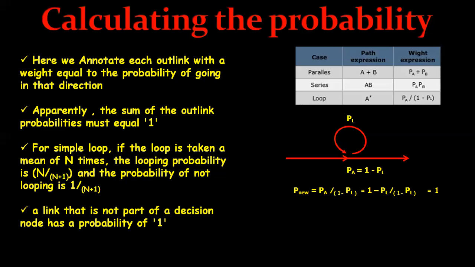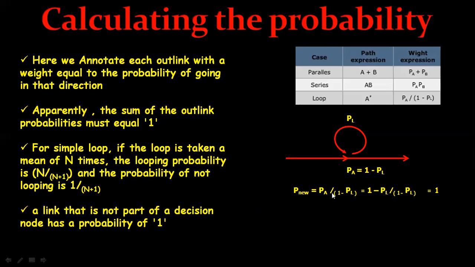That is obvious. So for a simple loop, if the loop is taken a mean of n times, then the looping probability will be n by n plus 1, and the probability of non-looping will be 1 by n plus 1. So a link that is not part of the decision node has a probability of 1. So here you can clearly see.